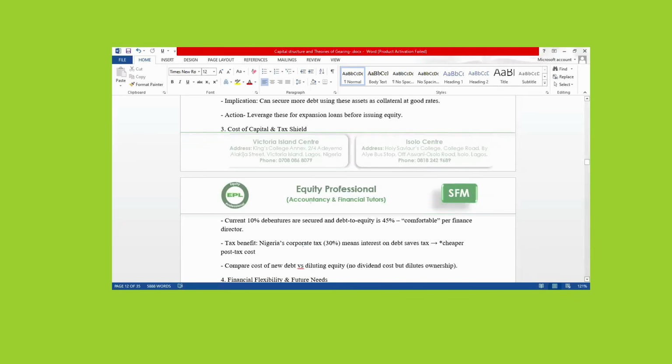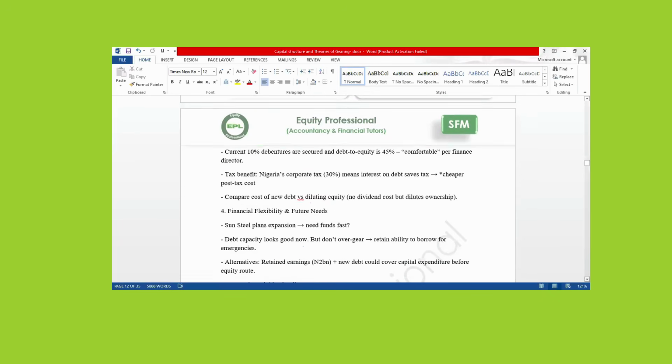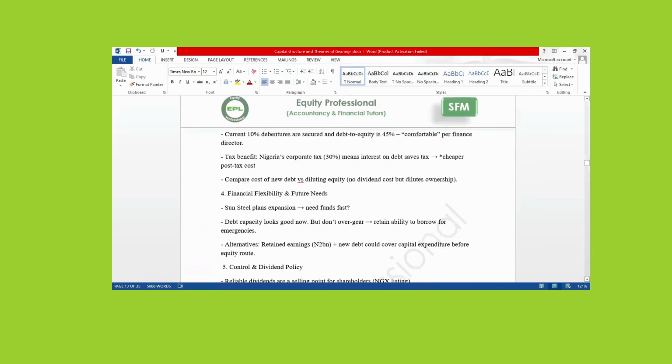That's number three factor. Number four factor, financial flexibility and future need. Yes, the company plans expansion. Sun Steel plans expansion. That means the company requires funds fast. If you are planning to expand your business, it means you require money fast.